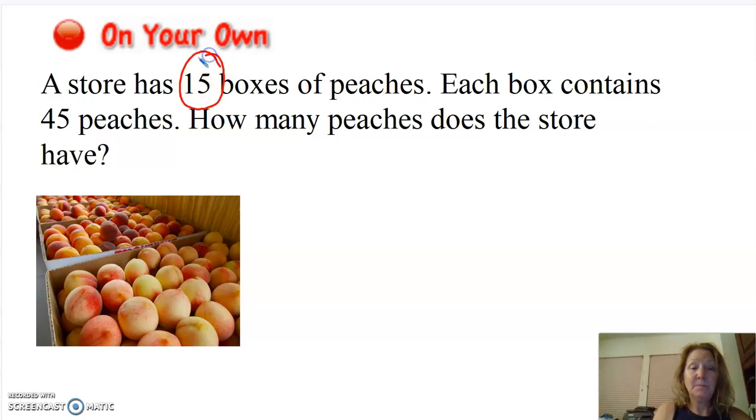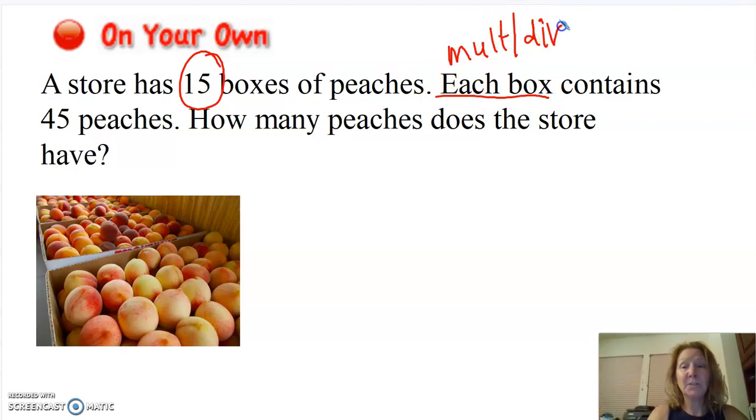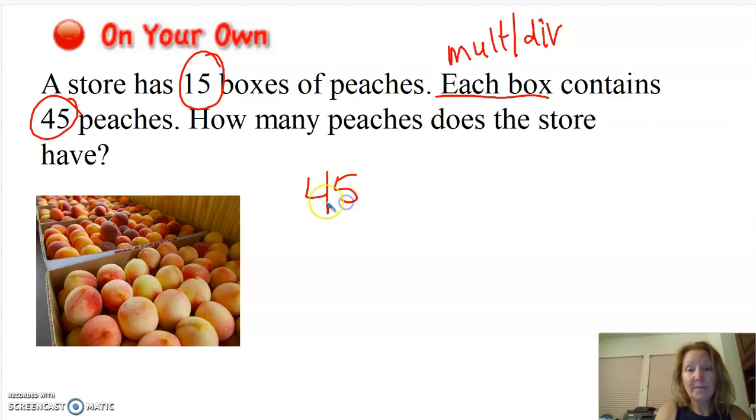There are 15 boxes of peaches, and each box, "each" is a word in math that sometimes means multiplication or division. So sometimes I'll put a note to myself and figure out which it means. Contains 45 peaches. All right, so this is like the other problem. I'm picturing 15 boxes, and in each box there's 45, kind of like the nuggets. There was 12 times the 25 students. So this is going to be 45 times 15.